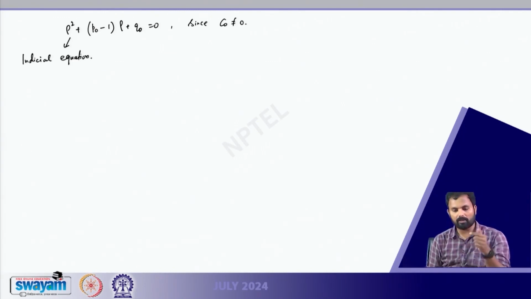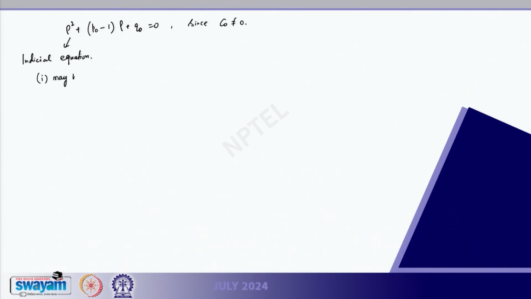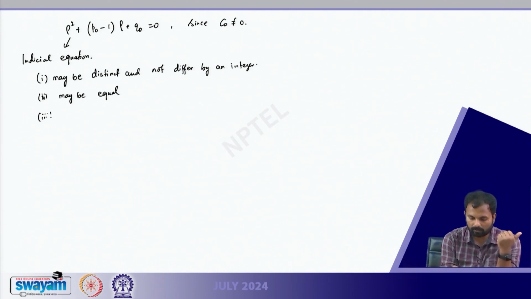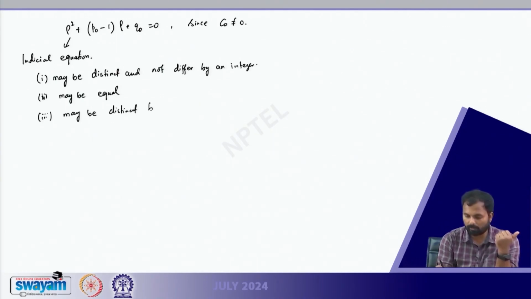So those 2 roots can be, first of all, distinct and not differ by an integer. Then the second case is they may be equal, right, and the third case is they may be distinct, but differ by an integer.